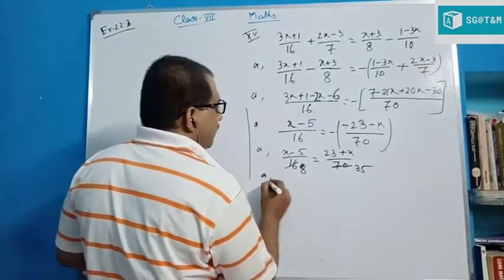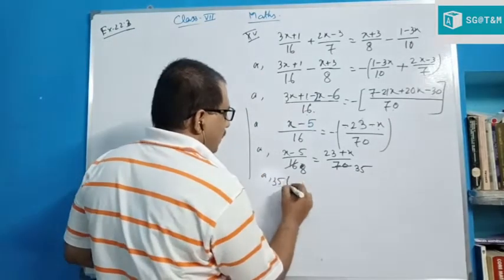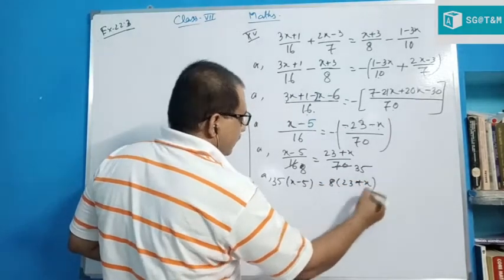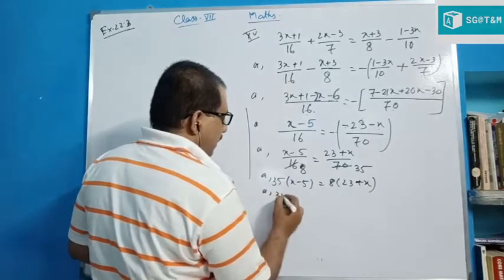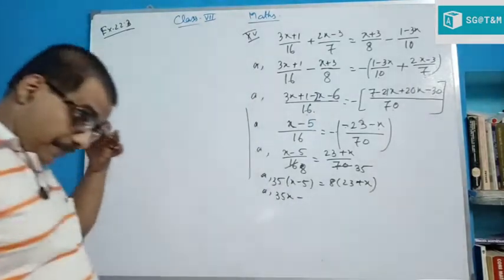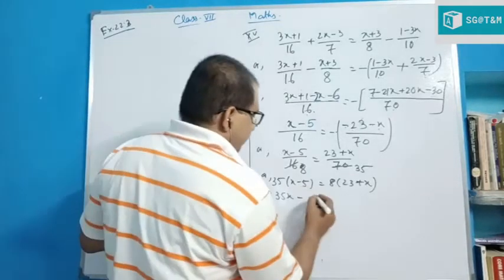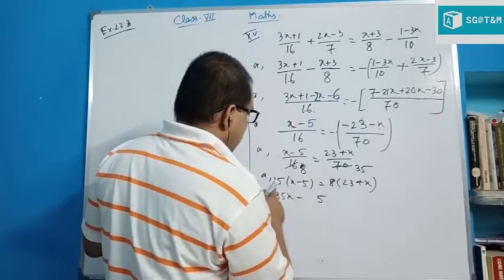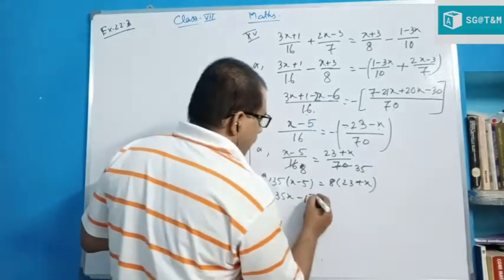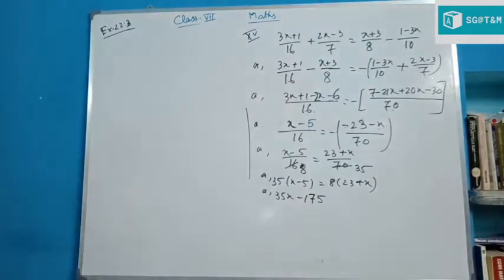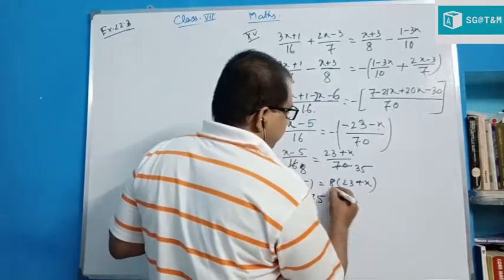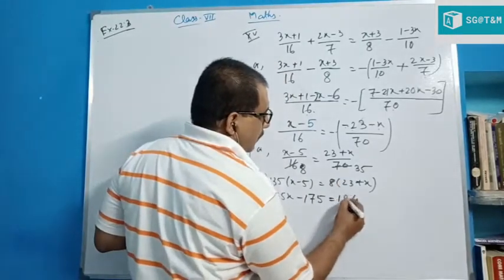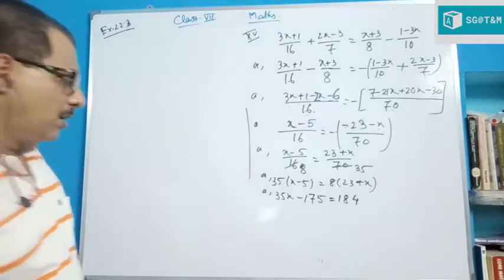Next step, 35 into x minus 5 is equal to 8 into 23 plus x. So it will be 35x minus 35 into 5. 35 into 5, 5 times 5 is 25, carry 2, 15, 15 plus 2, 17, 175. And 8 into 23 is 184 plus 8x.